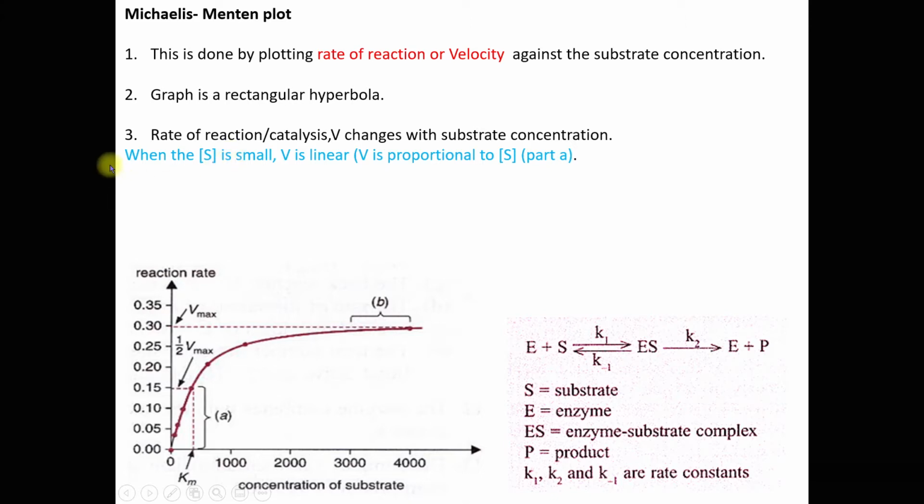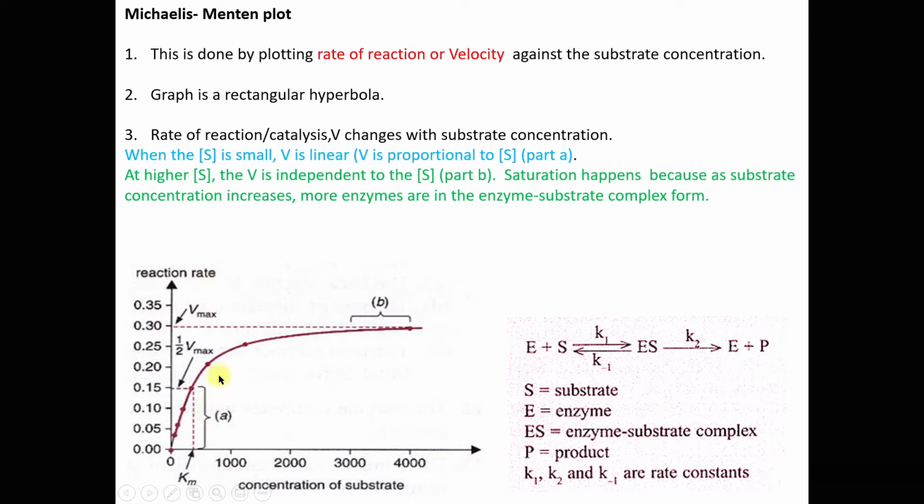So again, let me rephrase this sentence. When the substrate concentration is small, velocity is proportional to the substrate concentration. At higher substrate concentration, kamu boleh nampak di sini ya, when the substrate concentration is being increased, the velocity is independent of the substrate concentration. Boleh nampak di sini. Okay, V itu dia tidak lagi proportional dengan substrate concentration.